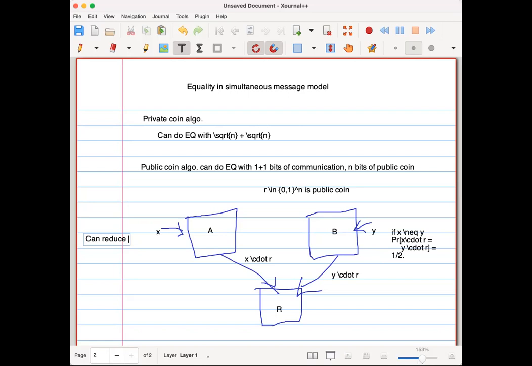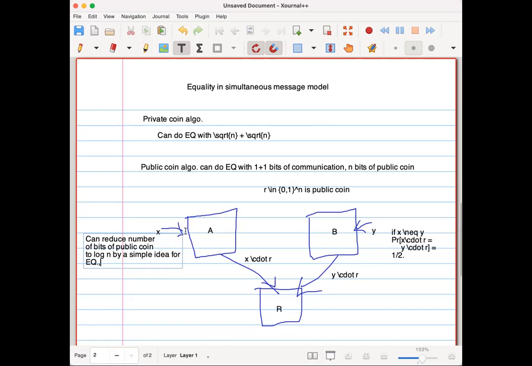But before we do the private coin, it will help to study the public coin and reduce the number of bits. So we can reduce the public coin to log n bits by a simple idea. This is only for equality. So the idea is as follows.